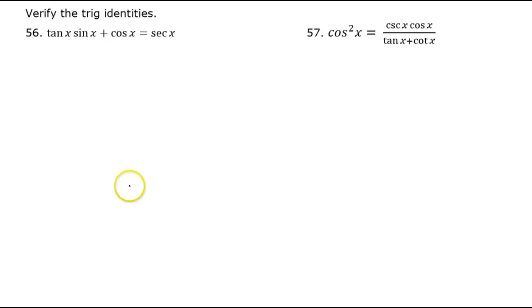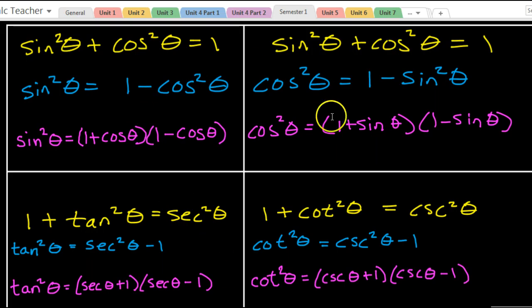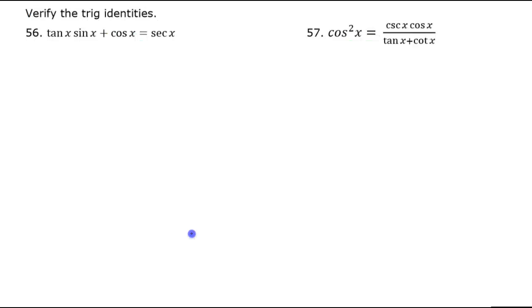In this video, we will practice verifying trig identities such as these. Along the way, we may use some of these Pythagorean identities. So make sure that you've either memorized these or you have the ability to generate a chart like this on a sheet of scratch paper. In addition to that, make sure you understand the following.